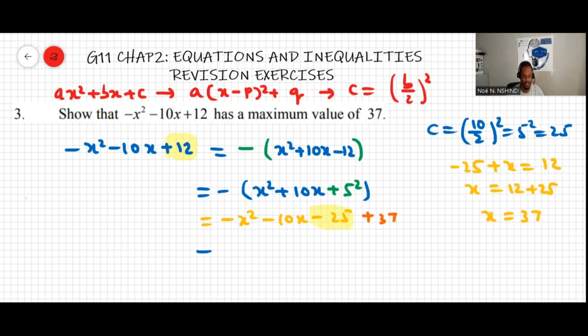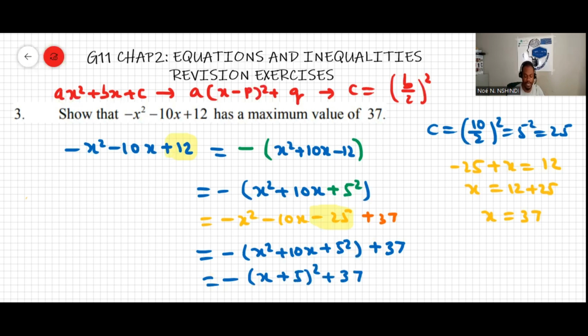Now I will rewrite, get back to my calculation. I'm going to say negative (x squared plus 10x plus 5 squared) plus 37 there. Then this will be equal to negative (x plus 5) squared plus 37. We take only the base x and the sign of the middle term, to the power of 2, plus 37. Now, the fact that we have a negative there, would you say that if a is less than 0, then it would generate a maximum? Now we're going to take this value. This is the value that makes the maximum. This is the q value here. So the maximum is proven to be equal to 37.